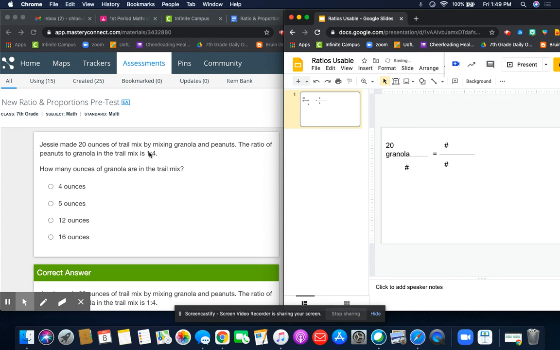And they tell us that the ratio of peanuts to granola is 1:4. So remember, our ratio is given in the order of those numbers. We know that there is 1 peanut and 4 granola.